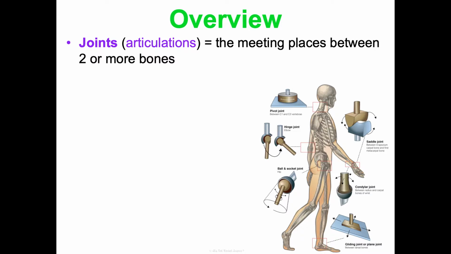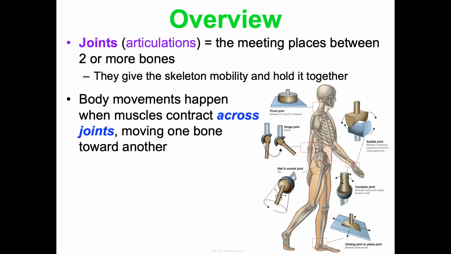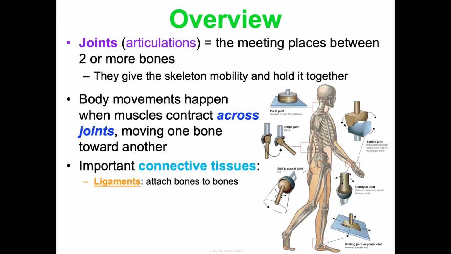So what do I mean? The most important thing we're going to be talking about are your joints or articulations. That's another word for joint, an articulation. Joints are simply the meeting places between two or more bones. They give your skeleton mobility and they hold it together. Body movements happen when muscles contract across your joints, moving one bone toward another. Important connective tissues that are involved in joints are your ligaments, which attach bones to bones, and your tendons, which attach muscles to bones, which we talked about in our skeletal system discovery stations when we labeled our big body diagrams, but had to bring them up again.